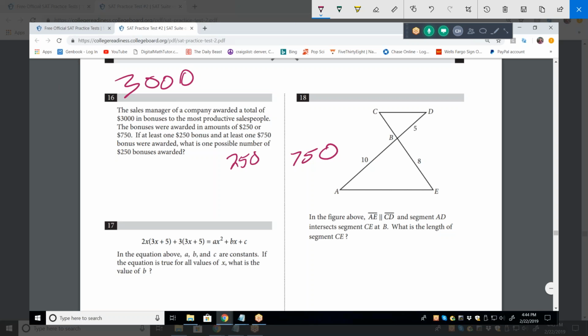In other words, we know we have at least one of those and we have one of those. So let's subtract 1,000 from the 3,000. Now we only have 2,000 to divvy up in any way that we want. Okay.